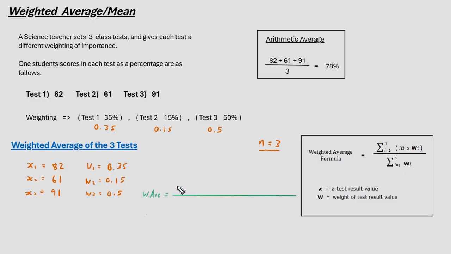So we have x1 multiplied by w1 plus x2 multiplied by w2 plus x3 multiplied by w3. And below we add up all the weightings, all the w values.